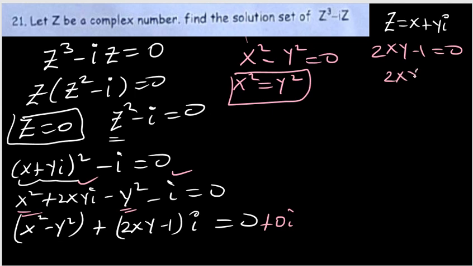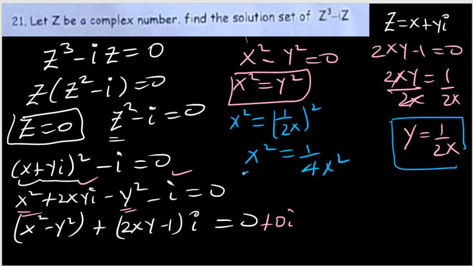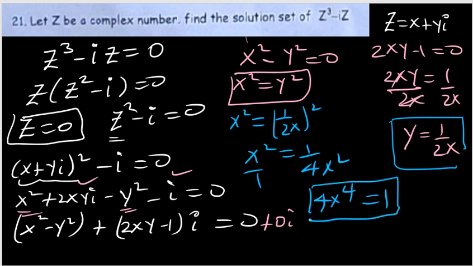From this, 2xy is equal to 1, then divide by 2x both sides, and you can express y. Y is equal to 1 over 2x. Okay, very good. Now we can bring this in place of y. So x square is equal to (1 over 2x) the whole square. So x square is equal to 1 over 4x square. Again by crisscross, 4x to the power of 4 is equal to 1. Okay, I have this one. Let's go to the next page and let us proceed.